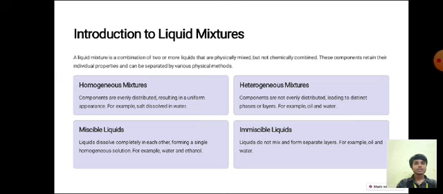Homogeneous mixtures. Components are evenly distributed, resulting in a uniform appearance. For example, salt dissolved in water. Heterogeneous mixtures. Components are not evenly distributed, leading to distinct phases or layers. For example, soil and water. Miscible liquids. Liquids dissolve completely in each other, forming a single homogeneous solution. For example, water and ethanol. Immiscible liquids. Liquids do not mix and form separate layers. For example, oil and water.